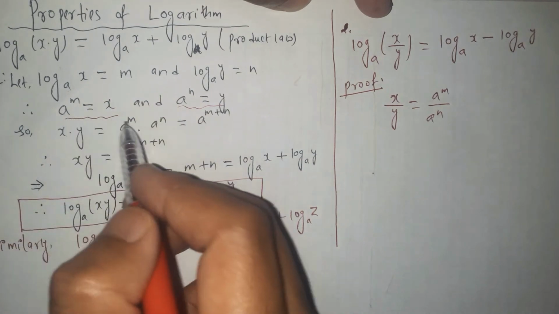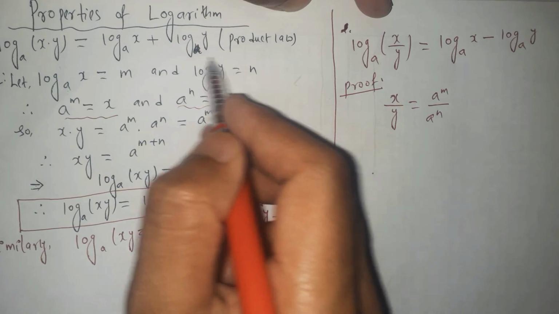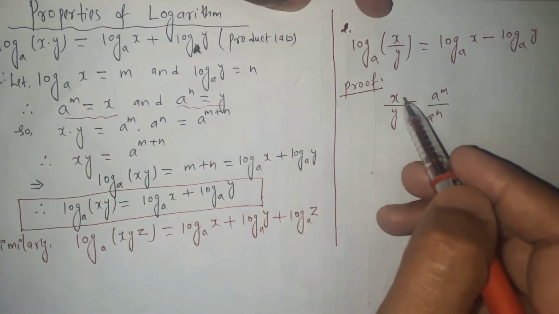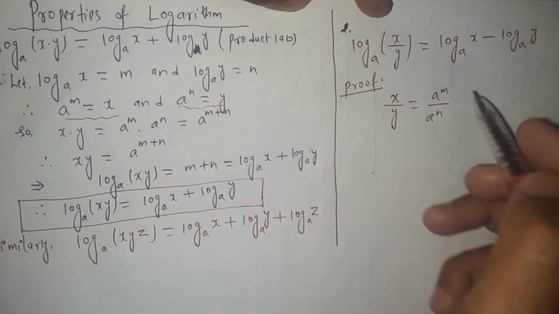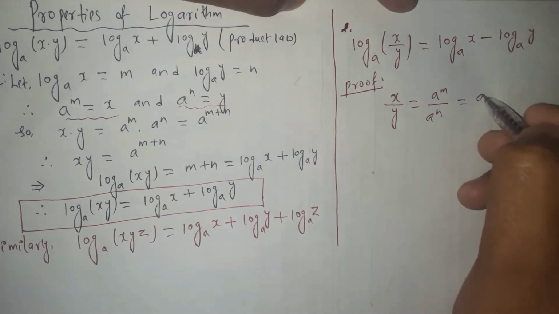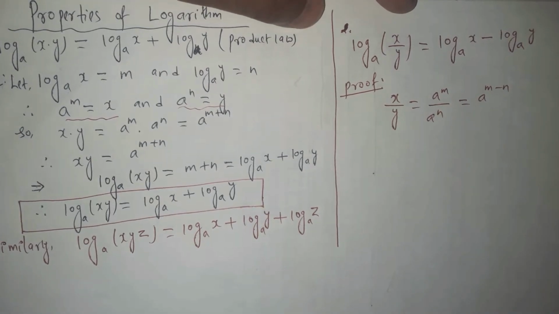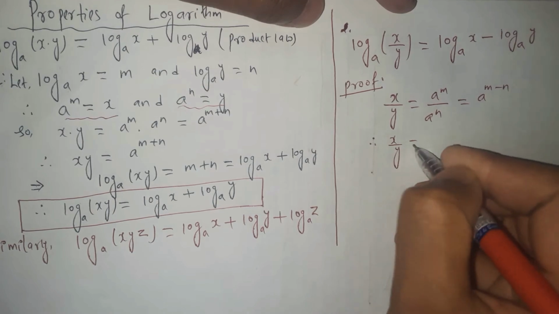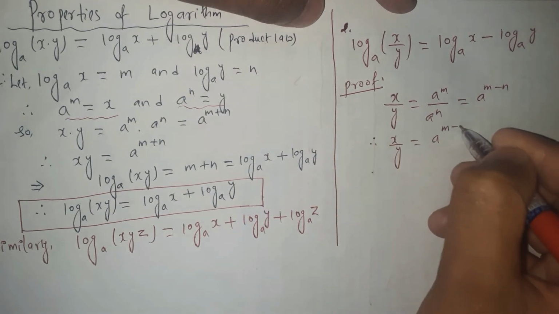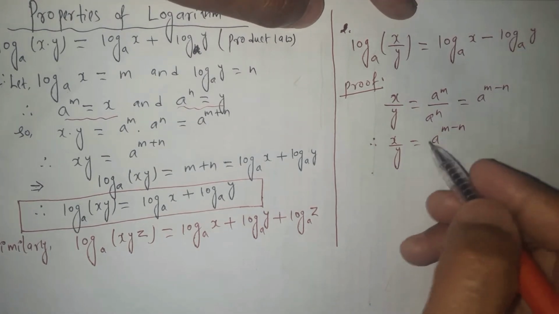Before this step, the process is the same. We just take the division x over y and then substitute the values, and this can be written as a raised to the power m minus n by the laws of indices. Therefore, the value of x over y is a raised to the power m minus n, and this is written in exponential form.